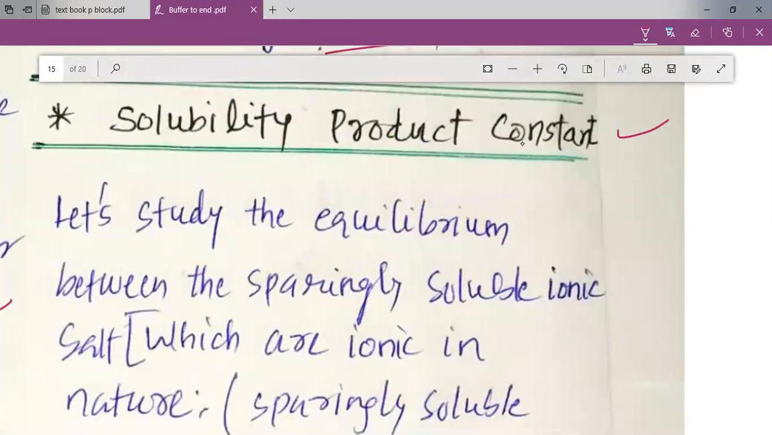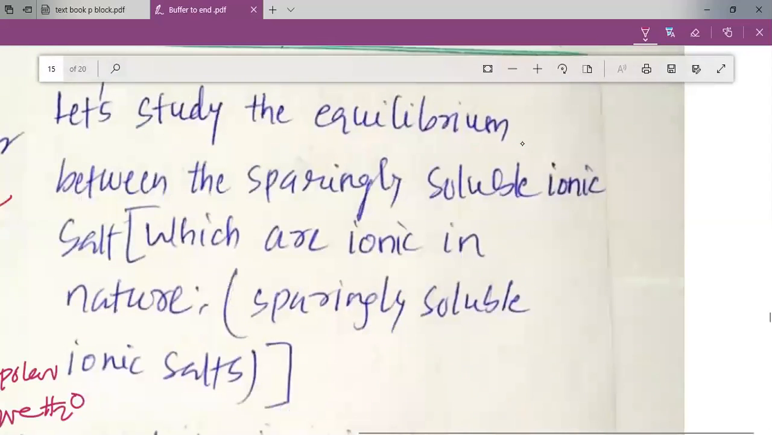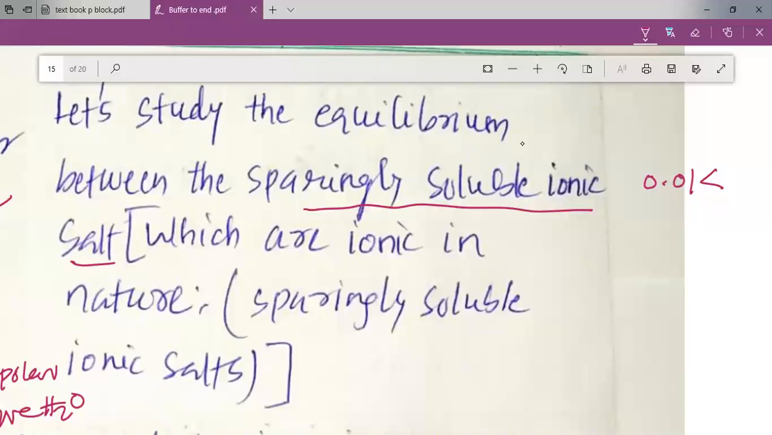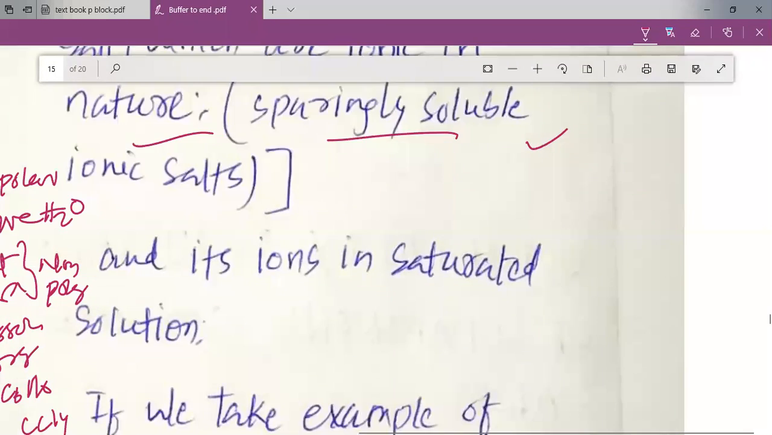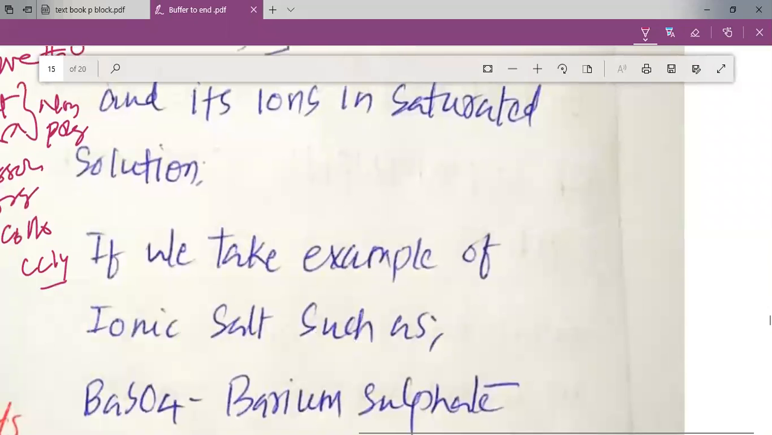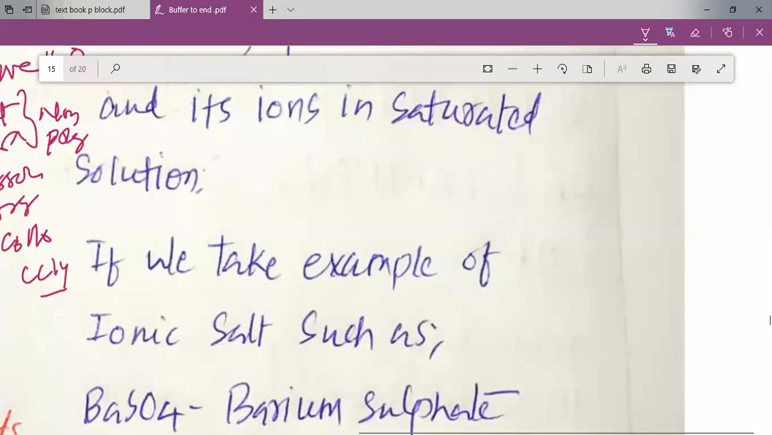Now we want to study the solubility product constant. Let us study the equilibrium between a sparingly soluble ionic salt and its ions in the saturated solution. Please remember, here we are talking about a sparingly soluble ionic salt whose solubility is always less than 0.01 mole per liter. So it is very much less soluble and it is ionic in nature.